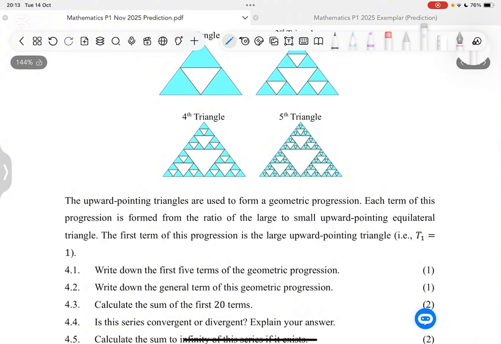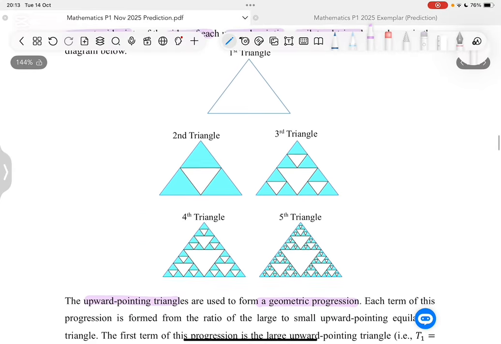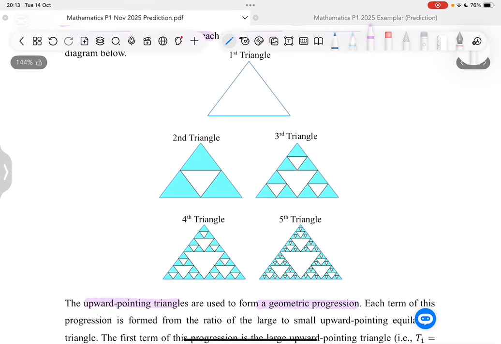Now the question continues to say that the upward pointing triangles are used to form a geometric progression. So they tell us that they use the upward facing triangles to form a geometric progression, meaning a geometric sequence. Here, this is an upward facing triangle, and we use this to form a geometric sequence. We also use this large triangle and this small upward facing triangle to form a geometric sequence. The same thing here, we're going to use this large upward facing equilateral triangle and also this small upward facing equilateral triangle to form a geometric sequence.